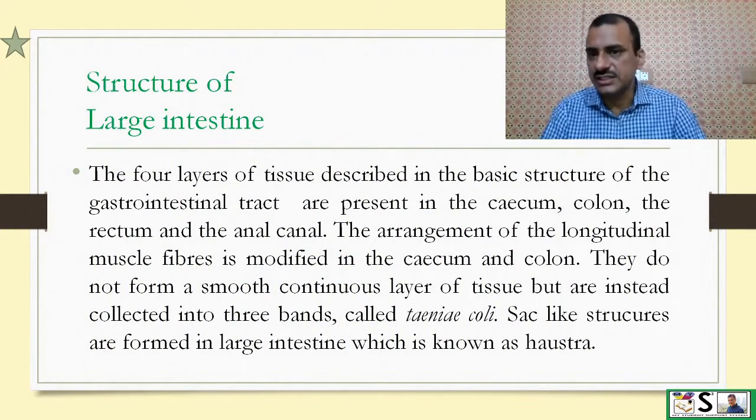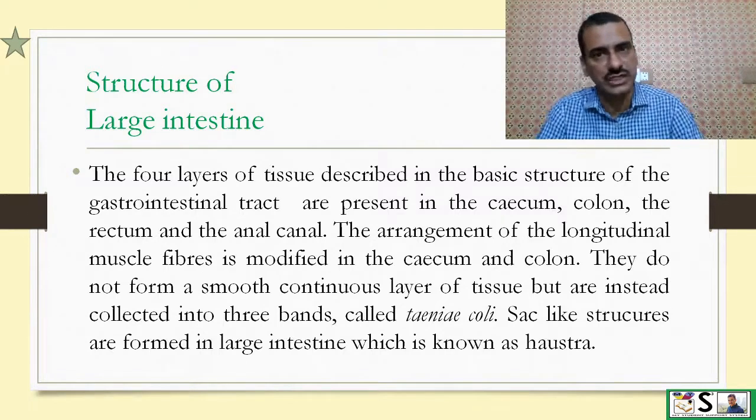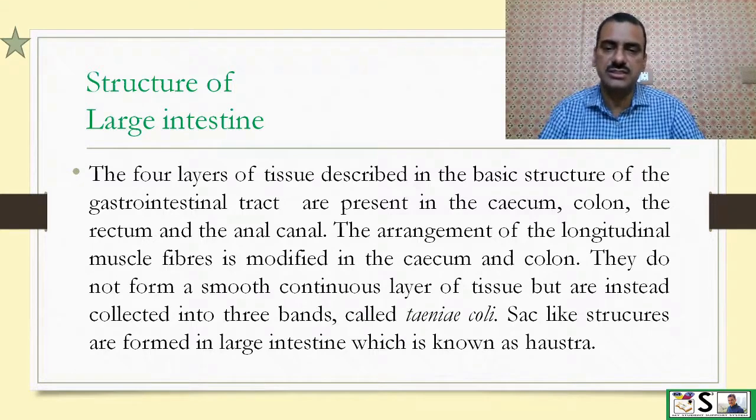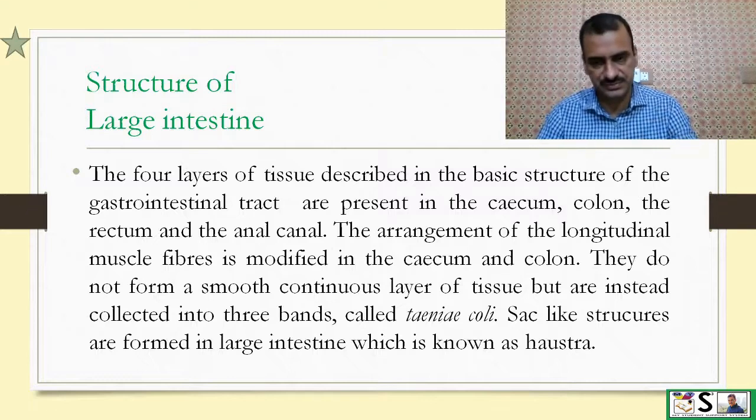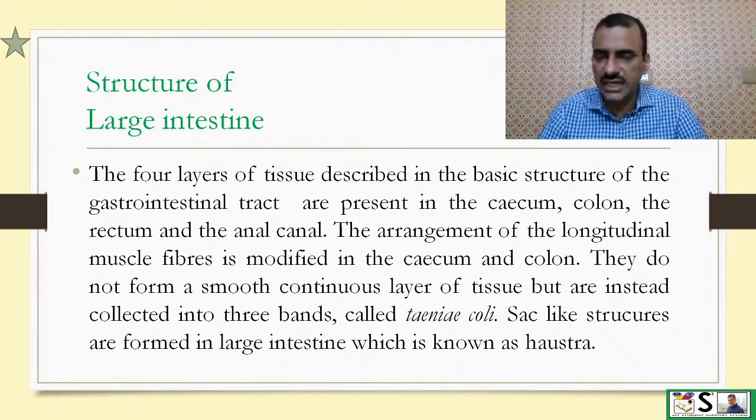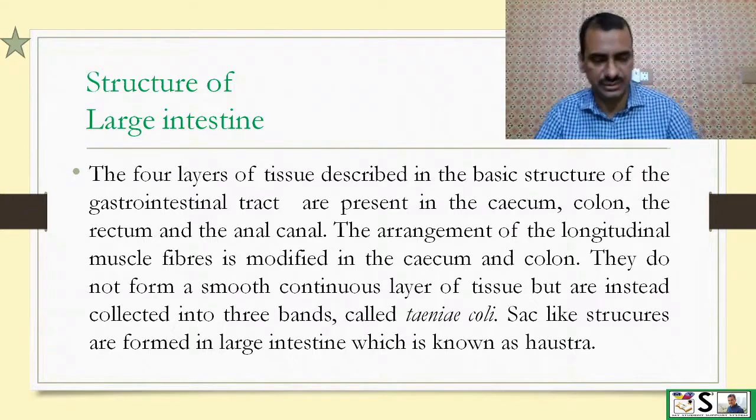Structure of the large intestine. The 4 layers of tissue described in the basic structure of the gastrointestinal tract are present in the cecum, colon, rectum and anal canal. The arrangement of longitudinal muscle fibers is modified in the cecum and colon. They do not form a smooth continuous layer but form 3 bands, and these bands are known as taeniae coli. Sac-like structures are formed in the large intestine which are known as haustra.